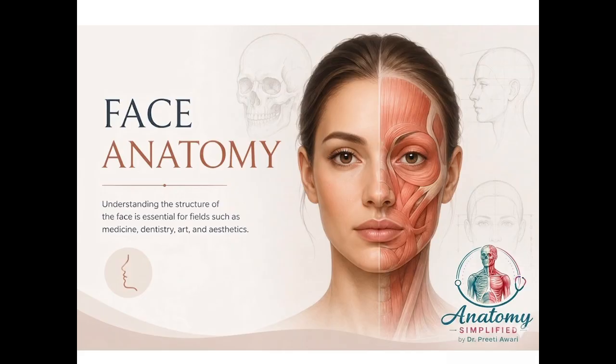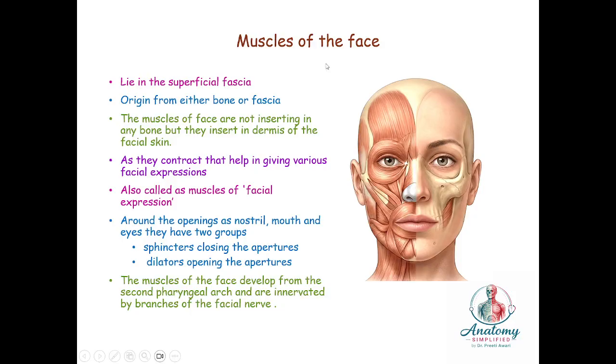We will see face anatomy, muscles of face. These muscles are different from other muscles as they lie in superficial fascia. They originate either from bone or fascia, and the muscles are not inserting into the bone but they insert in dermis of the facial skin. So when they contract, they help in giving various kinds of facial expression. So they are called as muscles of facial expression.